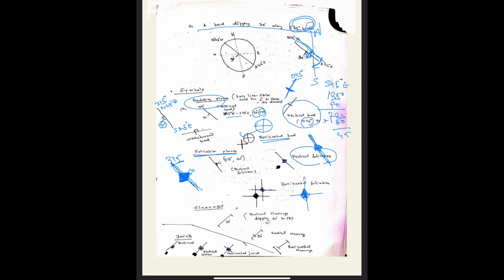Then if it is cleavage, we draw a line indicating strike, and this is the symbol indicating cleavage, and the dip amount is mentioned here. Let us say 30 degree or 40 degree or 60 degree, like this. So this is an inclined cleavage. If it is a vertical cleavage, then this is the vertical cleavage. Here we mention 90 degree. If it is a horizontal cleavage, then we draw this. This is a horizontal cleavage.